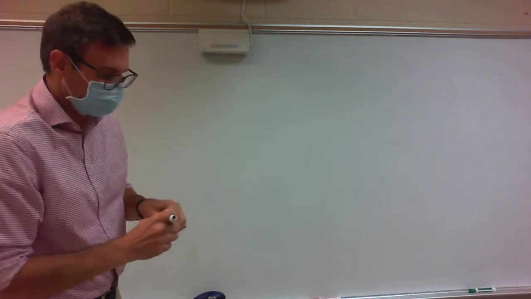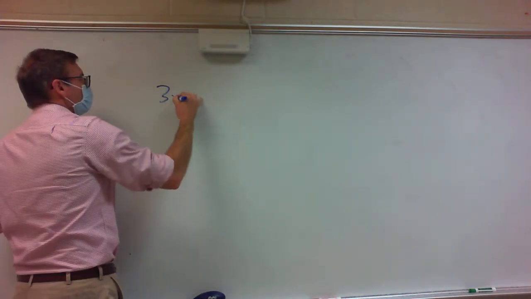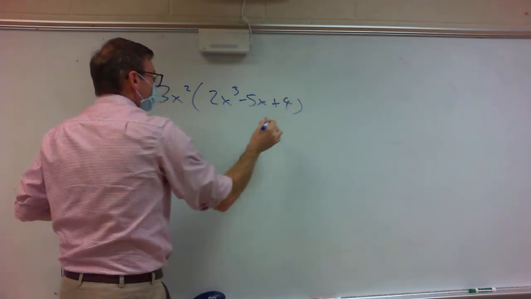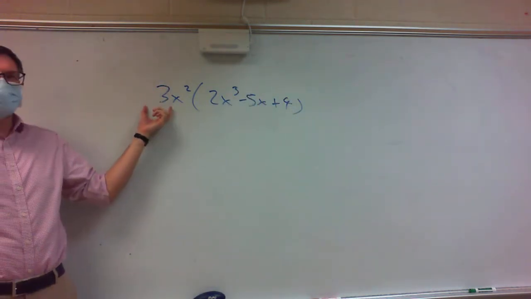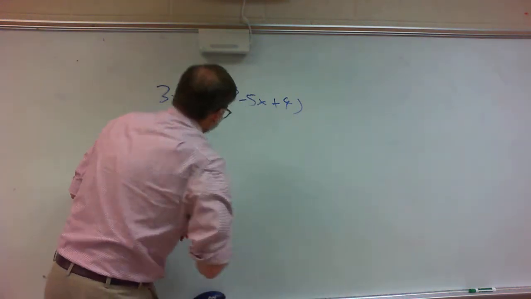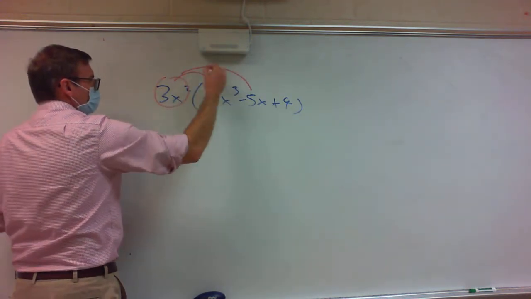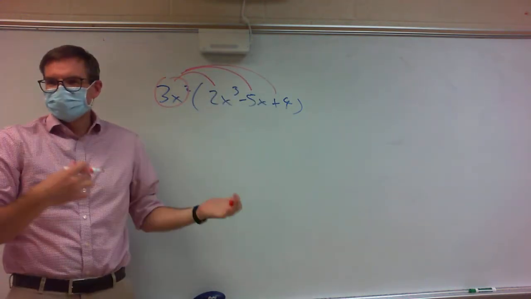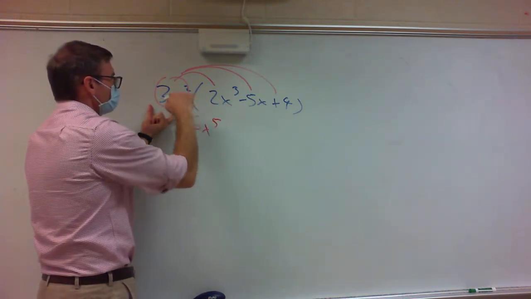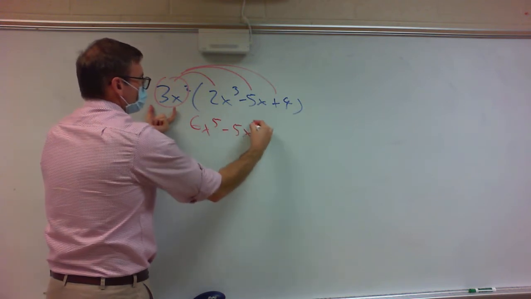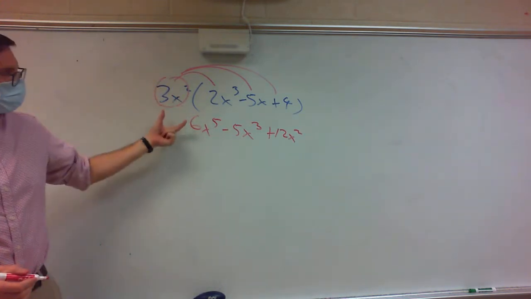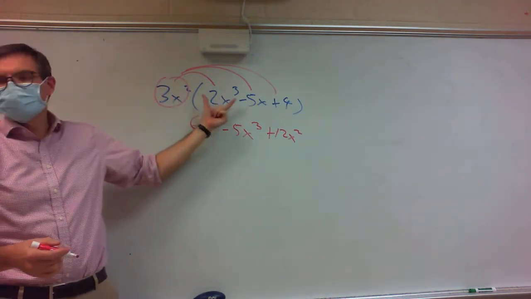First version of multiplying, let's say I give you 3x squared times 2x cubed minus 5x plus 4. Anytime you have a term outside, you basically just distribute. And so when I distribute, that means this term gets multiplied times everything over here. And this kind of relates to stuff that we talked about yesterday. So when I multiply these two together, this is going to give me 6x to the fifth. This is going to give me minus 15x cubed. And that's going to give me plus 12x squared. Multiply the numbers and make sure we handled the exponents appropriately when we did that part.